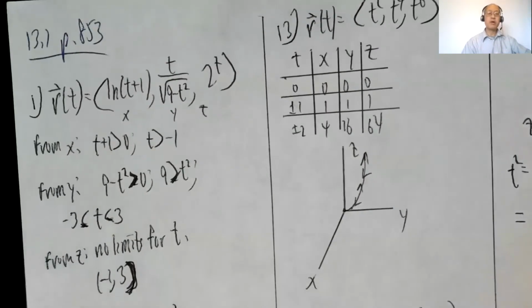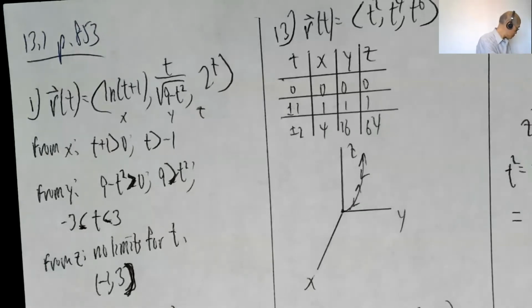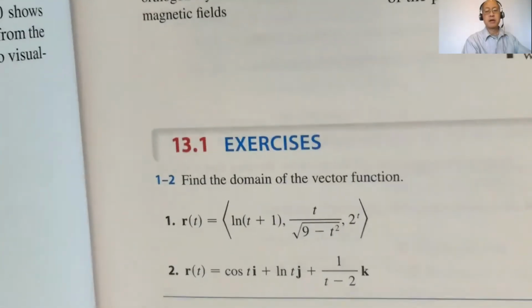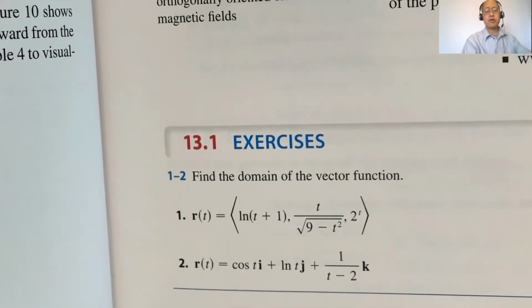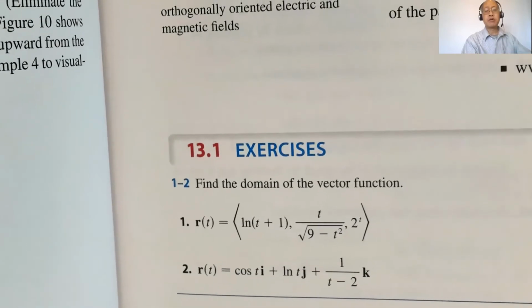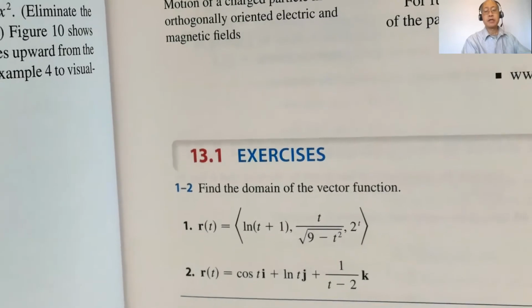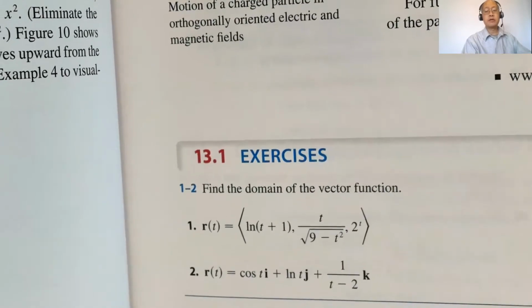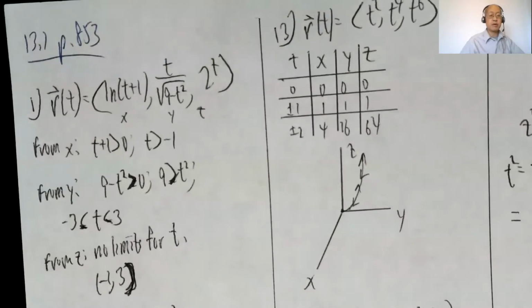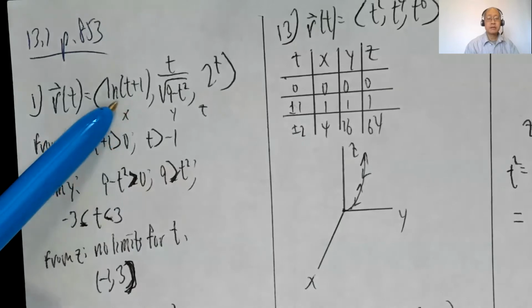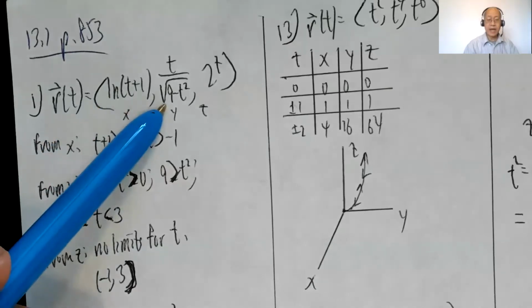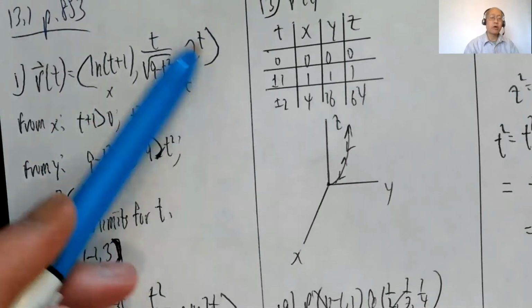Okay, so question number 1 asks for the domain of the function. So you have three functions in one. r of t is ln of t plus 1. That's the x component. t over whatever, that's the y component, and 2 to the t is the z component. So if you're going to talk about the domain, the t value has to be allowed for x, y, and z. Once you get a situation which is not allowed, that makes the whole function not allowed.